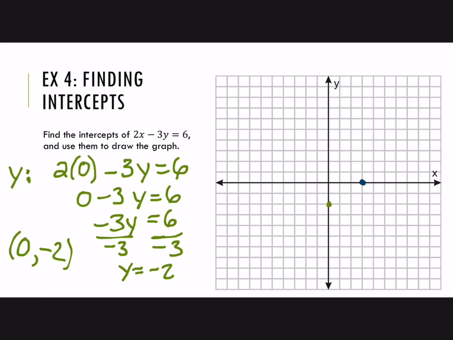And then notice when you plot it, it is on the y-axis, so that does give you an extra confirmation that you're on the right track. Okay, so we've plotted the intercepts, use them to draw the graph of that equation. So now we just need to draw a line through those 2 points.